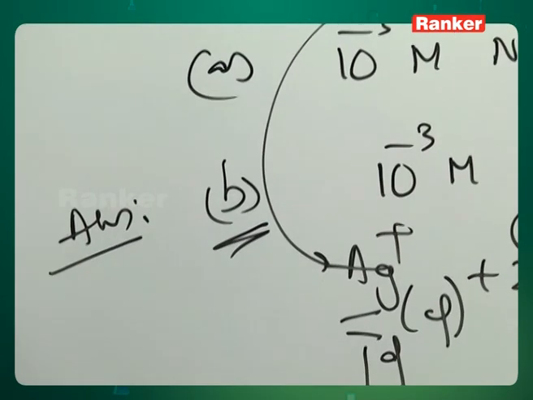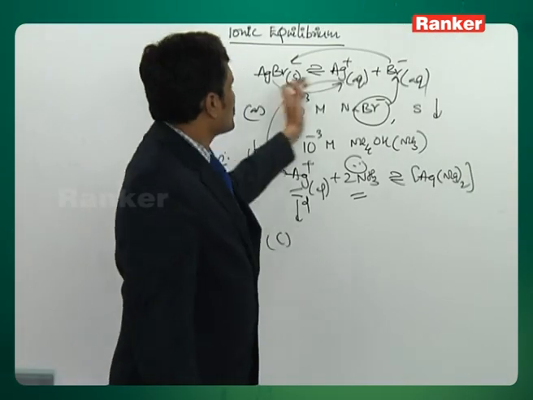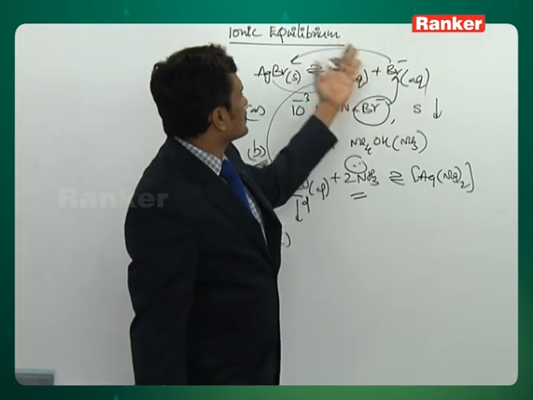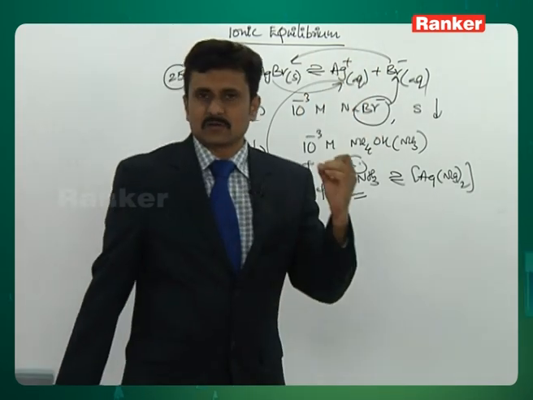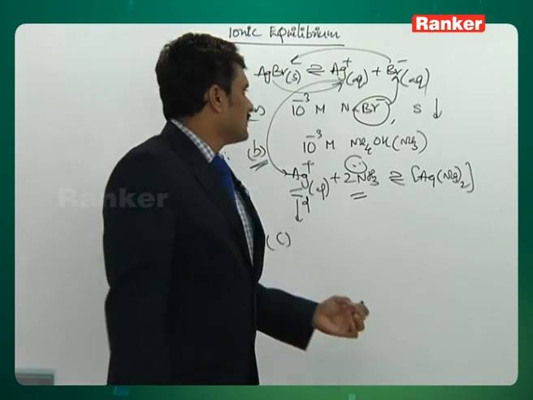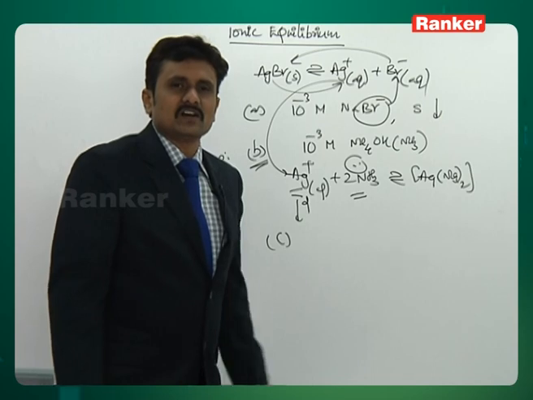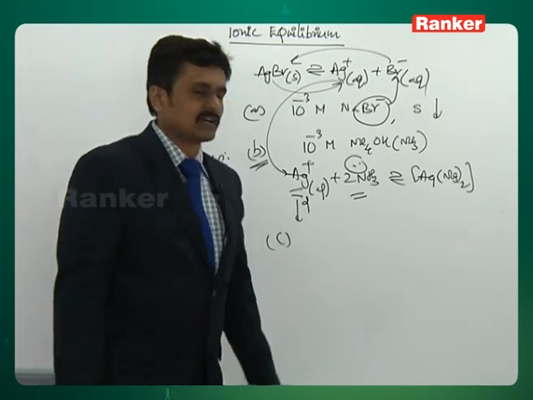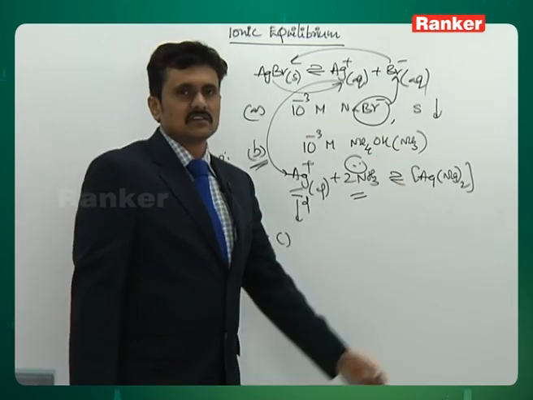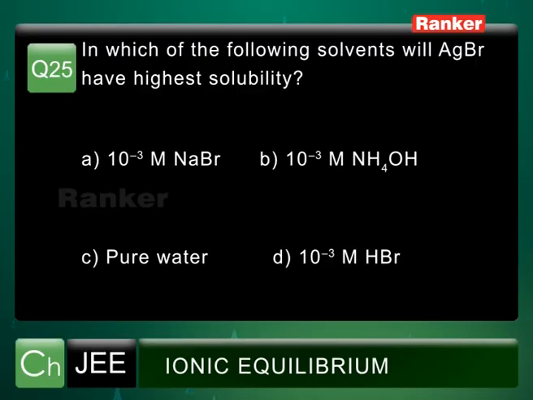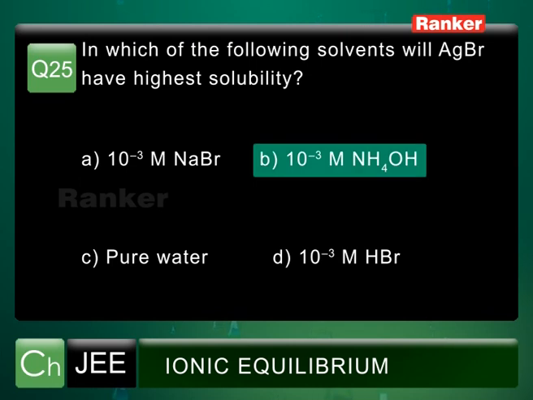So the right answer for this question should be option B. Now moving on to the other options: in pure water we have only this dissociation, and in HBr once again this equilibrium will be shifted in the backward direction. So in order to increase the solubility of AgBr, we have to add a complexing agent, such as ammonia or cyanide ion or carbon monoxide. This is going to push the reaction forward by the consecutive equilibrium which is taking place. So the right answer for this question is option B.